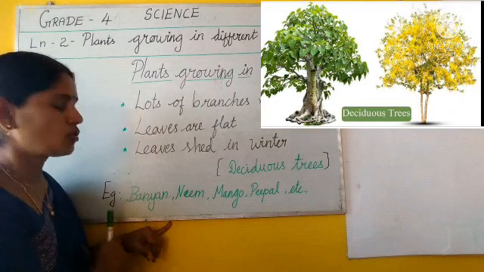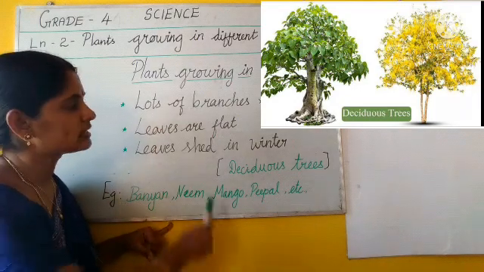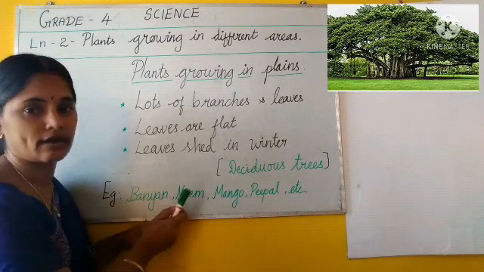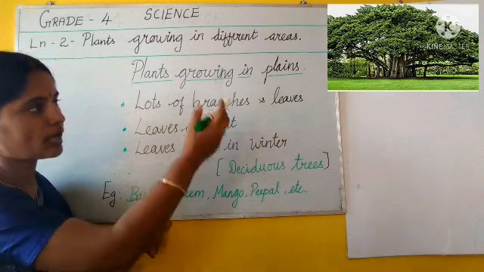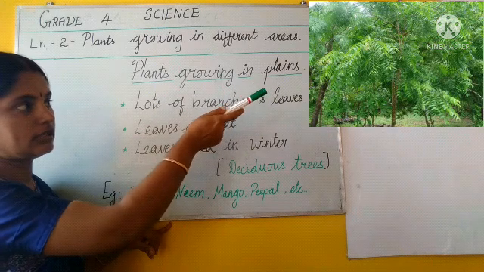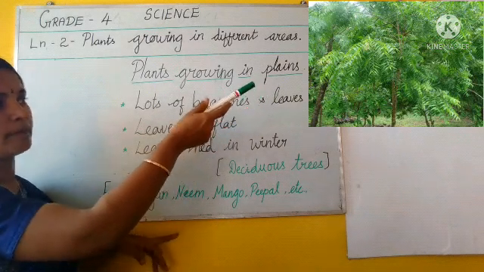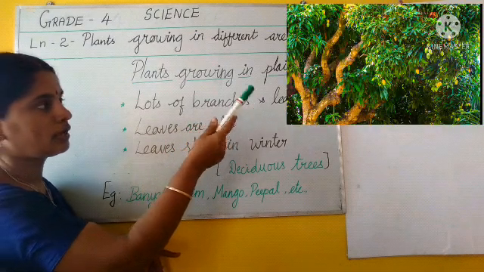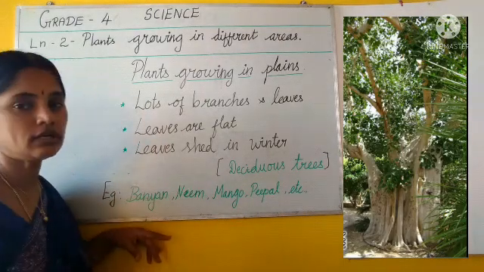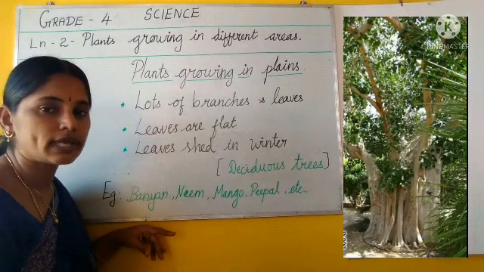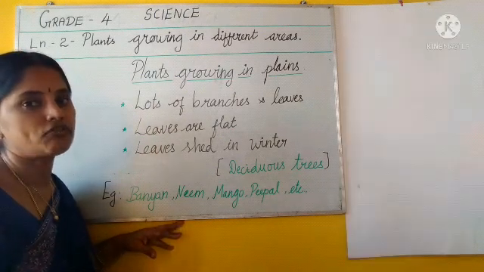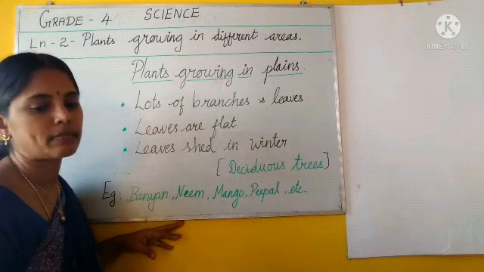Clear? So, what examples can we give for this kind of plain region plants? Mango, banyan, neem, peepal. Okay. Banyan tree, neem tree, mango tree, peepal tree. Clear, children? So, these are the examples of the trees which grow in plain region. Now we'll go for the next terrestrial plant.